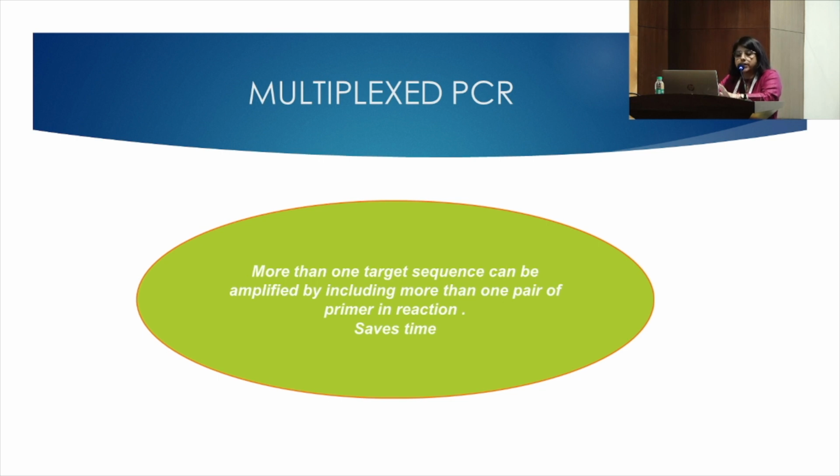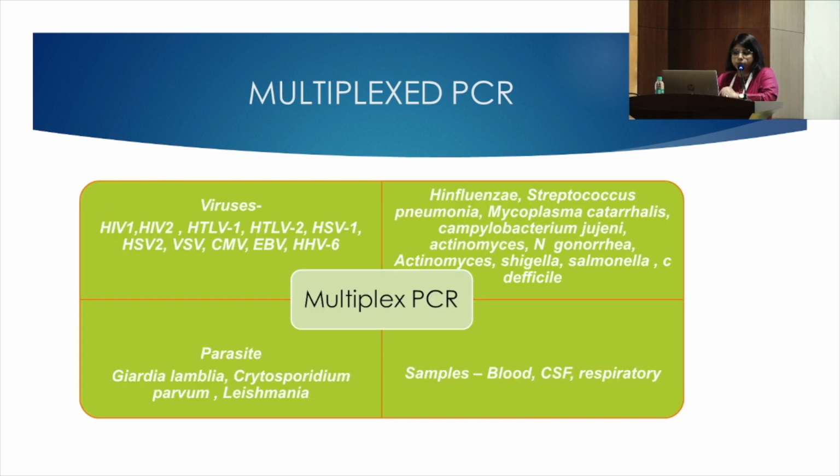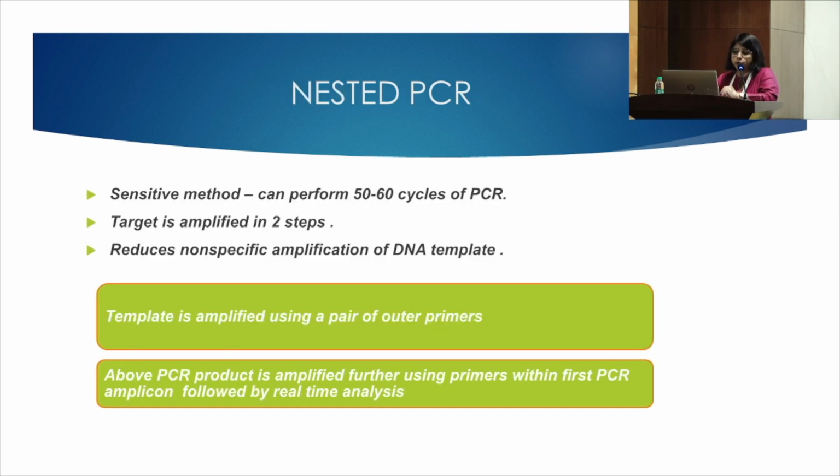Basically, whatever principle I've explained, you will add more than one DNA sequence and it will identify more than one organism in one test. So that is the basic principle on which multiplex PCR works. It saves your time, you get multiple results. So you can detect viruses, bacteria, parasites, and you can use different types of samples.